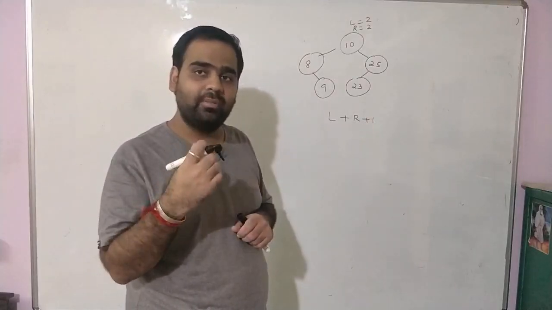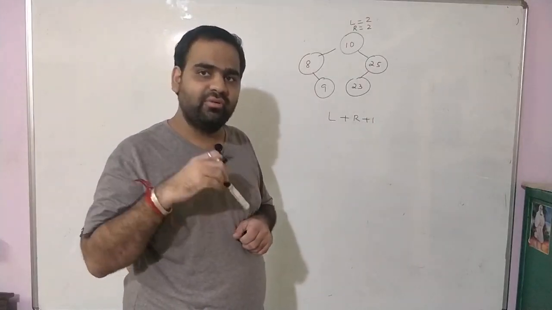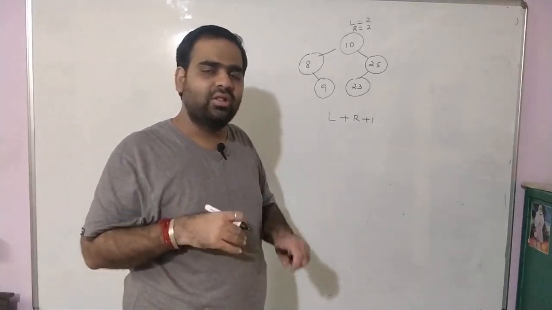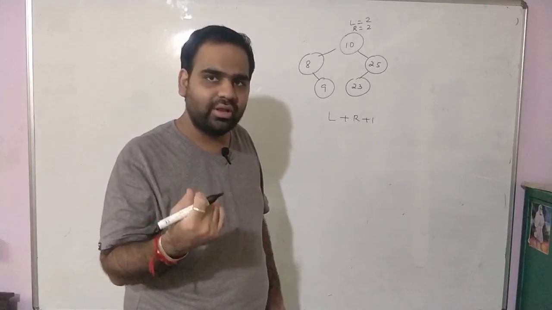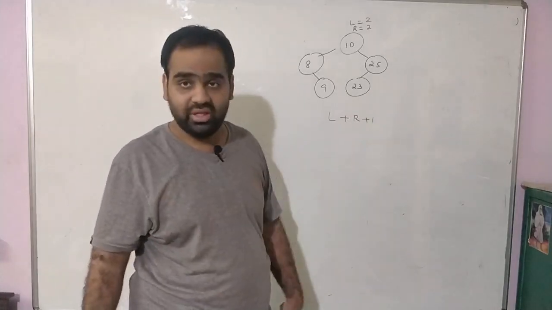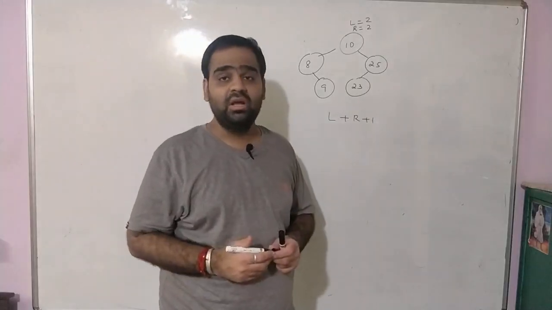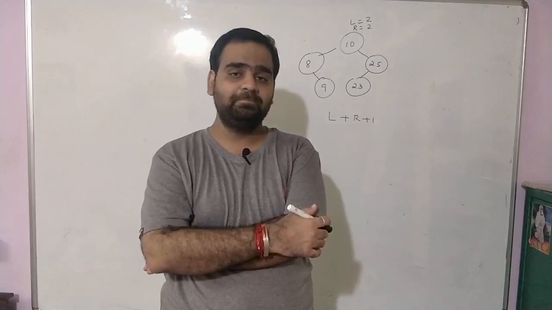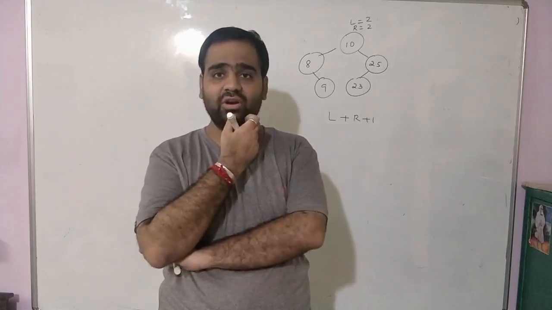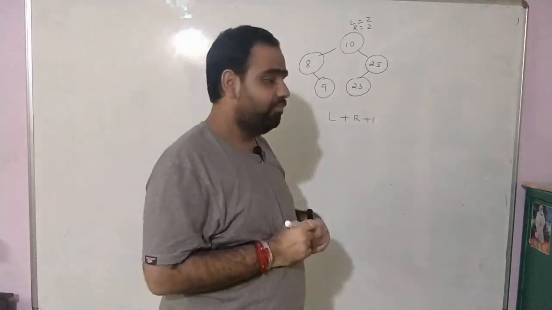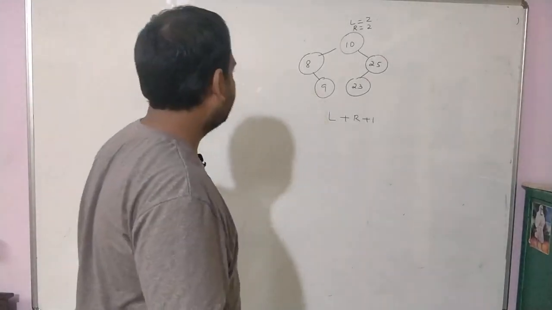First, we will count the number of nodes on LHS. Then we will count the number of nodes on RHS. Then we will add 1 to it so that we get the number of nodes on LHS plus the number of nodes on RHS plus the node itself. This is using recursion. Now this may be solved using the level order traversal as well. How do we solve using level order traversal? That is left as an assignment. You try yourself before I give the solution.